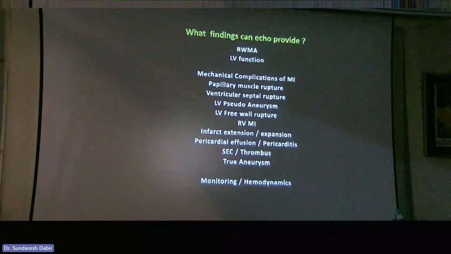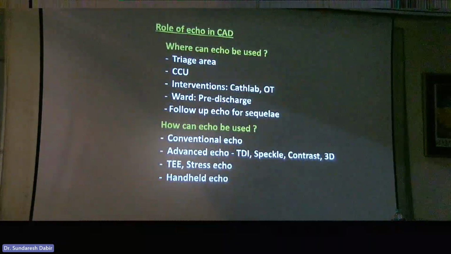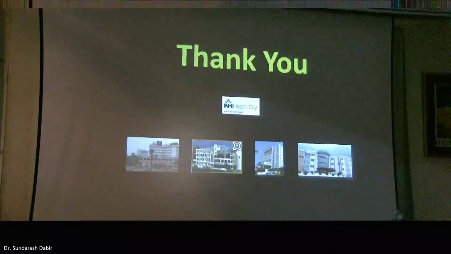So mechanical complications, LV function, and RWMA. And as I said, in triage, it's a different approach altogether. In the CCU, it's a different approach. And then in interventions, follow-up. So each setting has its own checklist, and you have to be aware of all these things. And you can use these different types of echoes, whether it's conventional or even handheld echo. So thank you for your kind attention.